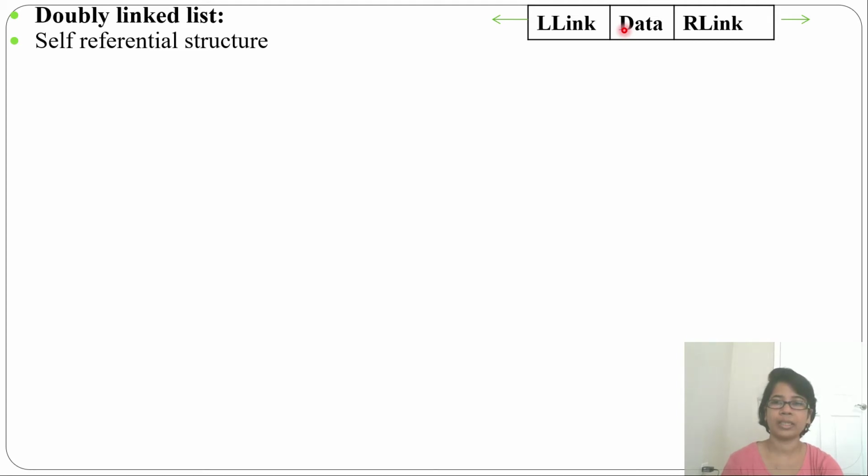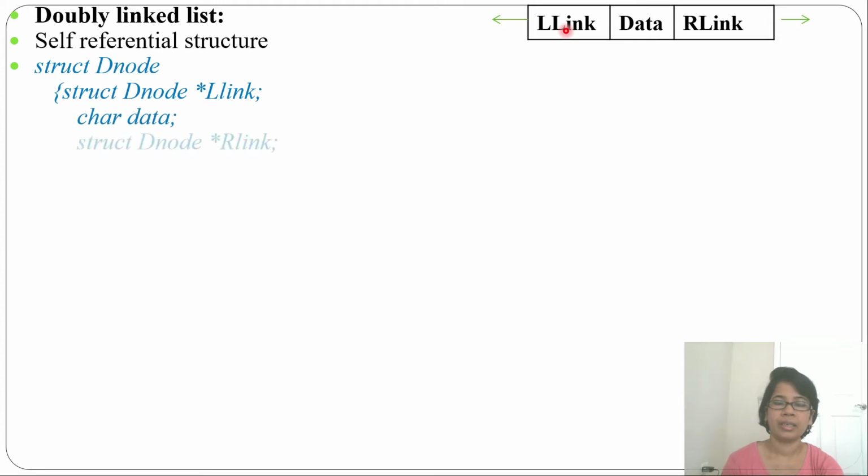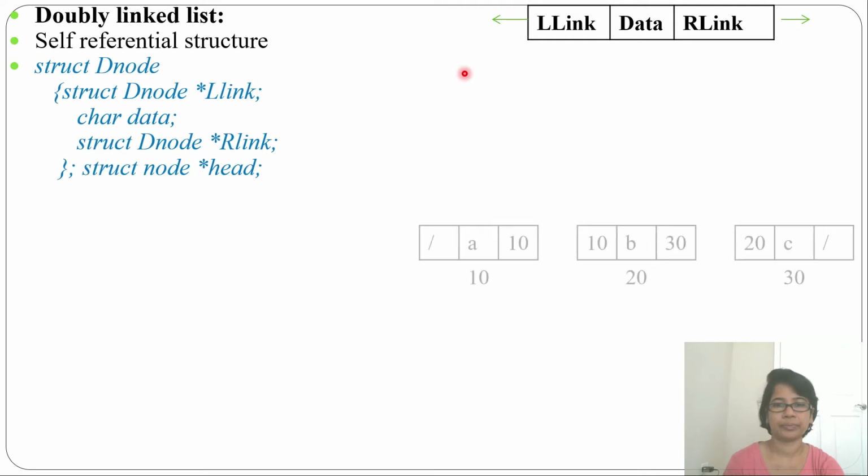In a doubly linked list there will be three parts. We write struct node, then struct node pointer left link, then char data or int, whatever the data type, then struct node pointer right link, then struct node head. There will be one head pointer as in a single linked list, and that will point to the first node. So in a doubly linked list there are two links, one for the previous node and another for the next node.